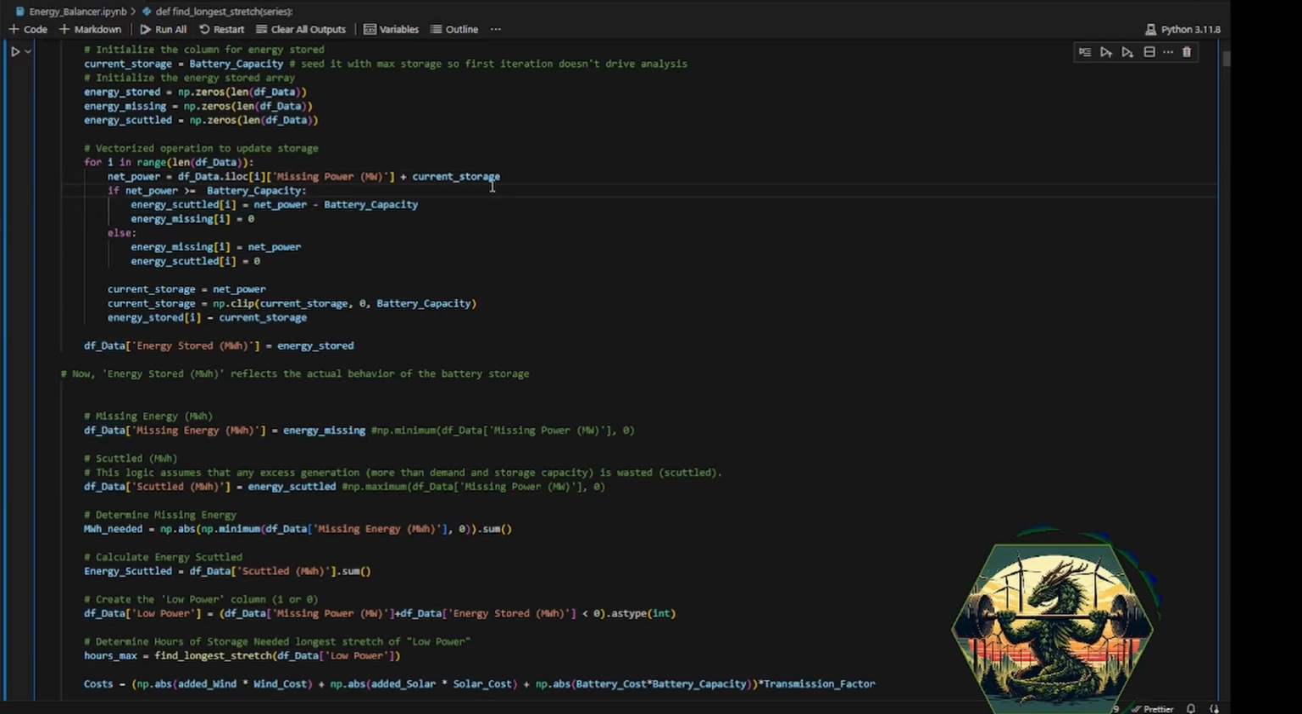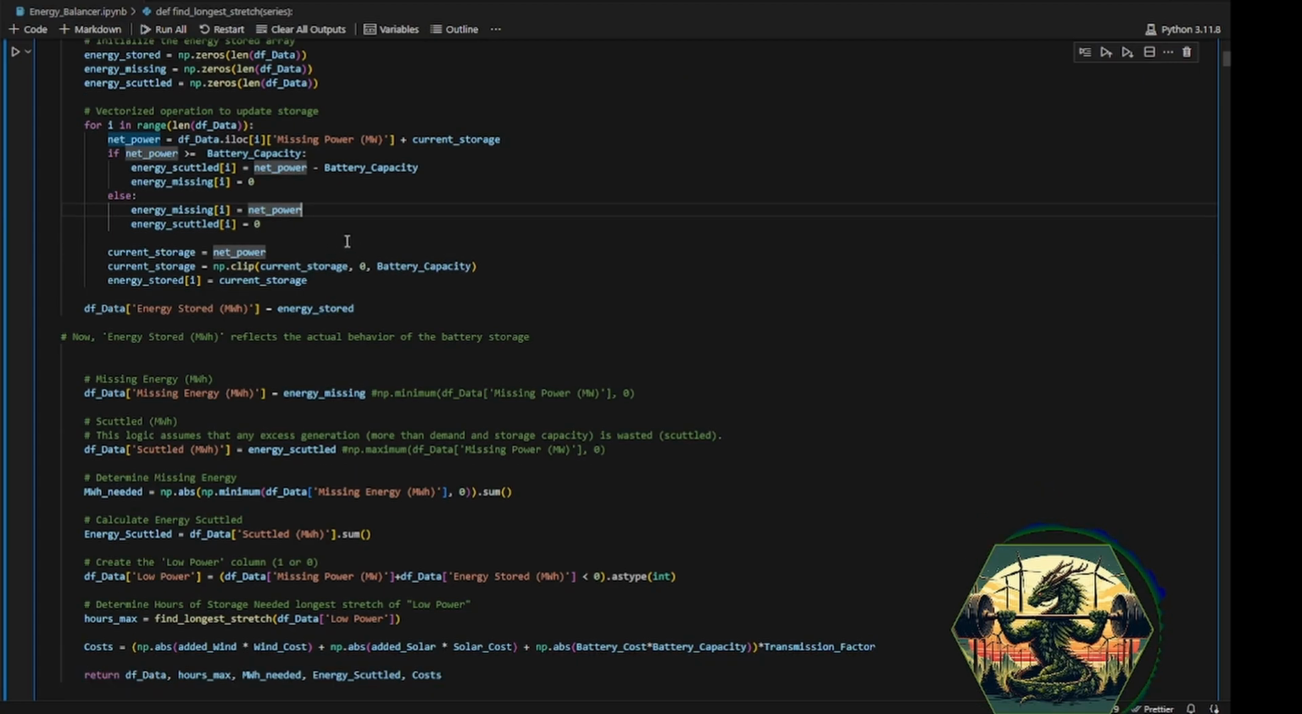Then I say, if that net power value is above the battery capacity, then we're going to scuttle any energy above that battery capacity, and then energy that's missing within the system obviously won't exist. Versus the other way around, the missing energy will just be the net power. And you won't scuttle anything because you're not losing power from the system. This, of course, is considering a fully integrated grid system within the United States.